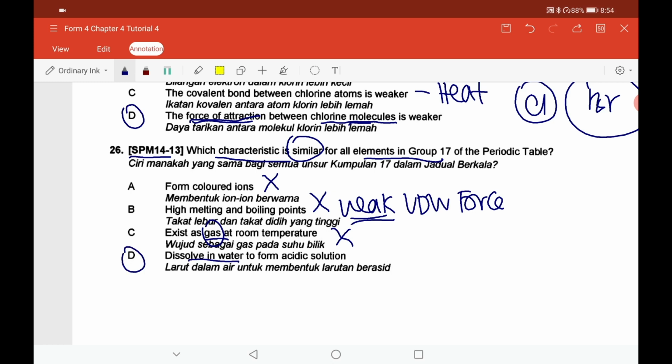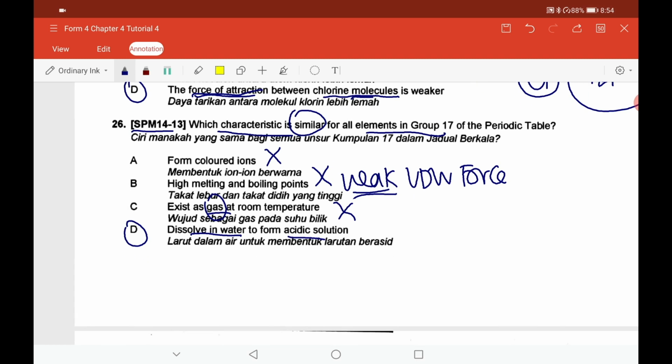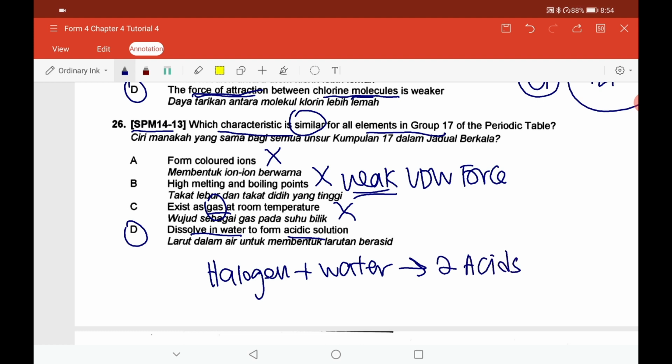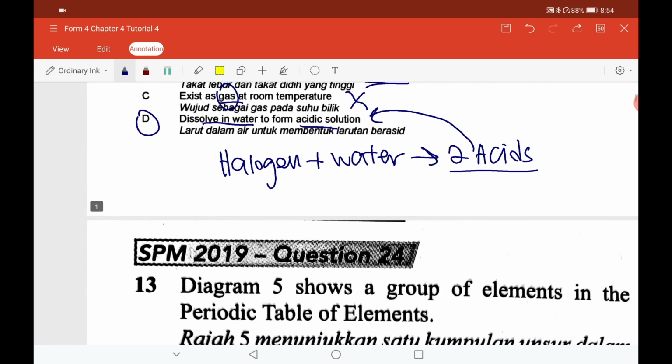So it dissolves in water to form an acidic solution. Yes, group 17 is acidic. So when you take a halogen and mix it with water, you will form two acids. Okay, when you take a halogen mixed with water, you form two acids. So that's why it is acidic. So the answer is D.